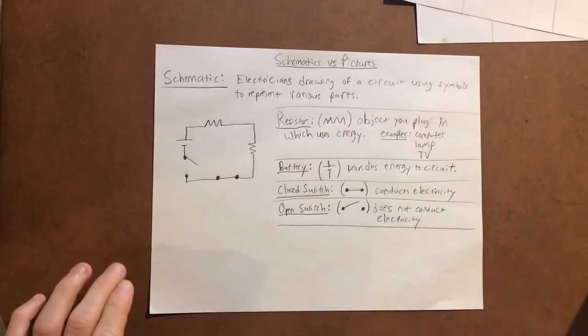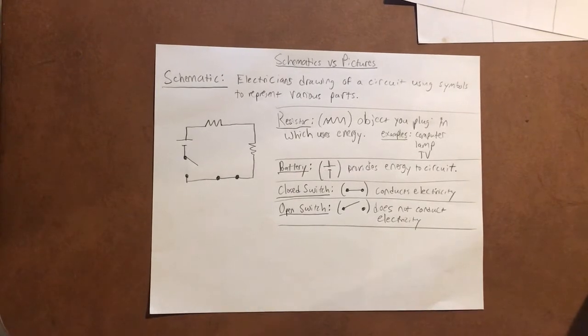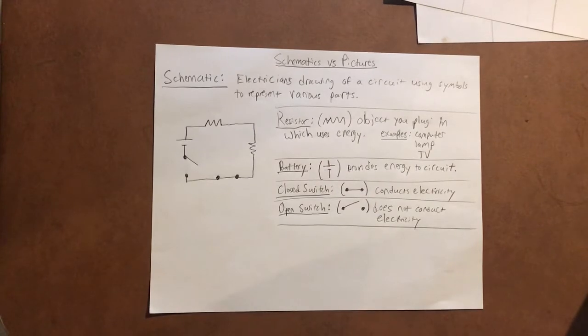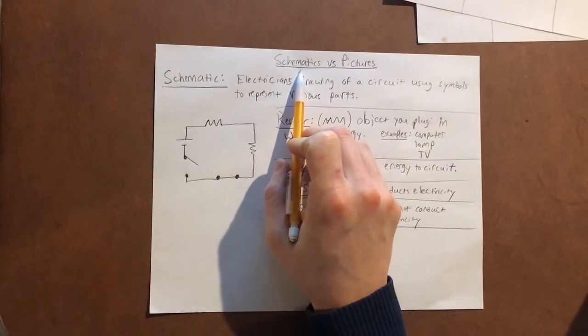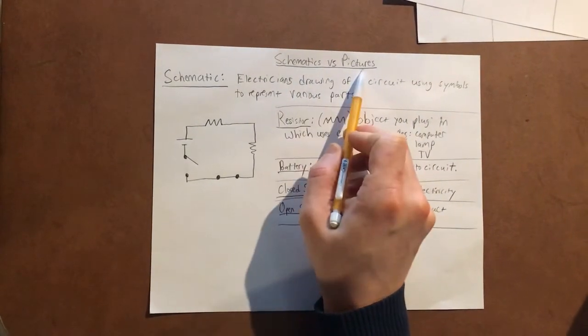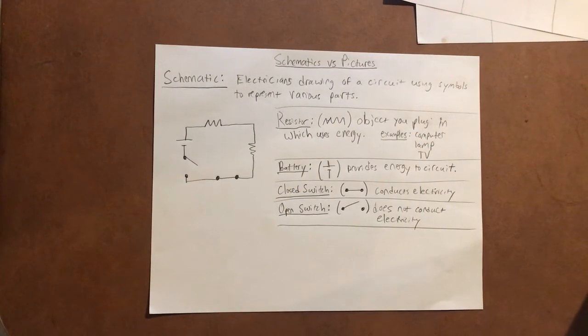Hey guys, so today we're going to look at how electricians read and draw circuits. We're going to be drawing something called a schematic, which is an electrician's diagram, and we're going to compare that to just drawing or taking pictures of circuits. If I gave you a photograph of a circuit, how would you be able to draw the schematic? That is what we should be able to do by the end of this video.